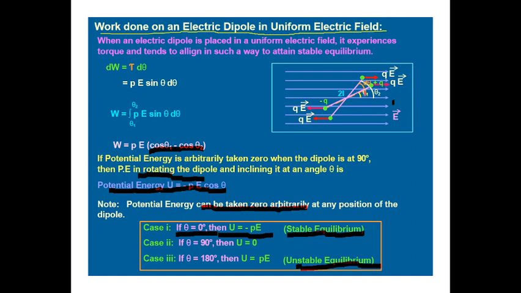Then work done on an electric dipole in a uniform electric field. When a dipole is placed in a uniform electric field making a certain angle, it will try to align in the direction of the electric field. So the amount of work done is equal to pE (cos theta 1 minus cos theta 2). Then we discuss stable equilibrium and unstable equilibrium.